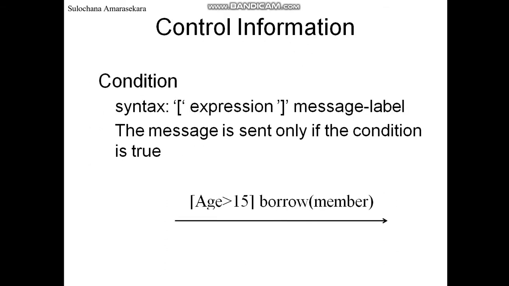Now we come to the control information. Control information means information which causes an interruption of the normal message passing sequence. First one, condition. Under this we can put a condition on a given message using square brackets. Only if the condition is true, the message is sent to the next object. As an example, only a person whose age is greater than 15 can borrow money from another member.